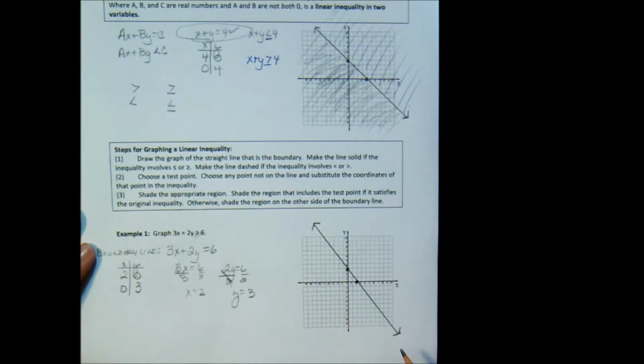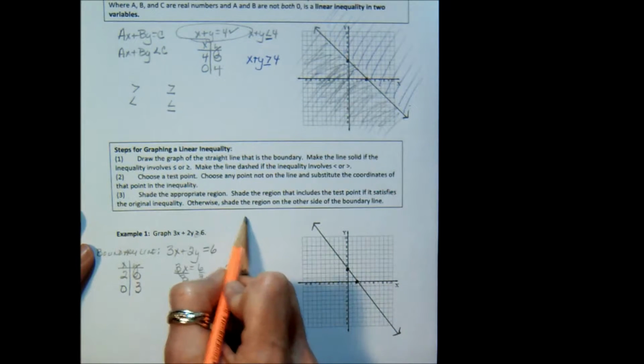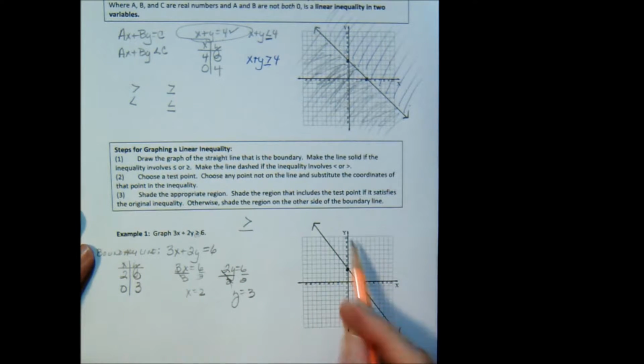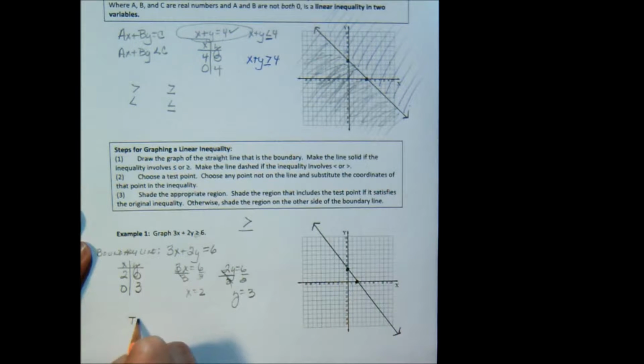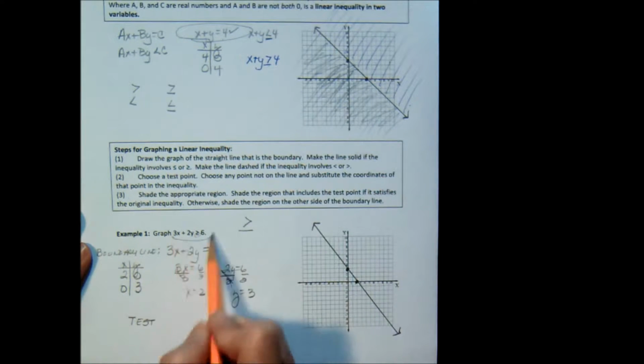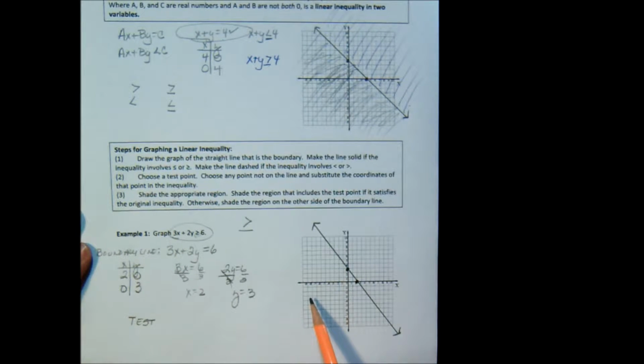Now I have to decide, am I talking about the points under the line here or above the line? Please don't make the assumption that because it's greater than or equal to, it's always going to be above, because that's not always going to be true. So in order to determine that, I have to do a test point. If I test a point in either region in my original inequality, and it turns out to be a true statement, it means that that point is in the region that makes my inequality true. So all the points in that region would be true.